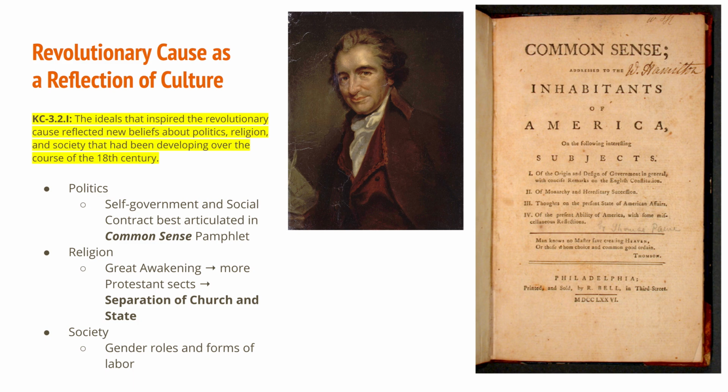So in terms of politics, the ideals for self-government, Enlightenment ideas of the social contract, that was best articulated in Thomas Paine's Common Sense pamphlet, which said that the colonies, by virtue of being bigger and having more resources, should not have to be owned and managed by a small island in Europe. In terms of religion, we saw that the Great Awakening led to more Protestant sects, which led to a call for separation of church and state. And that was also seen in these new state constitutions, which provided for those same liberties.